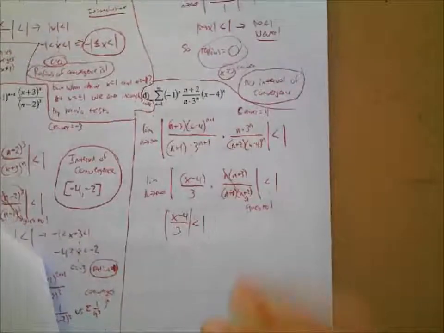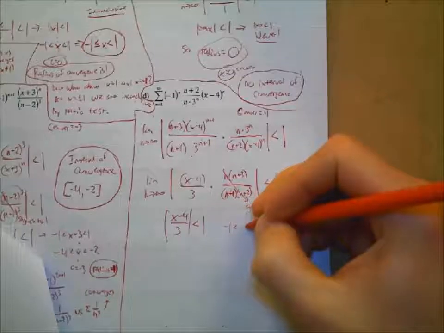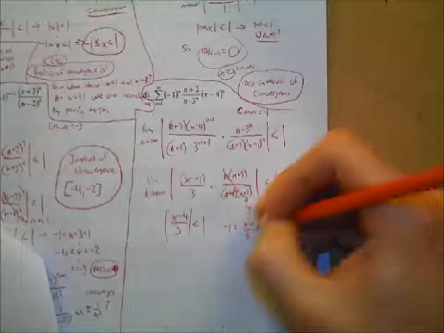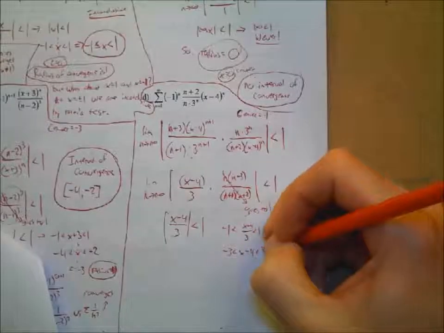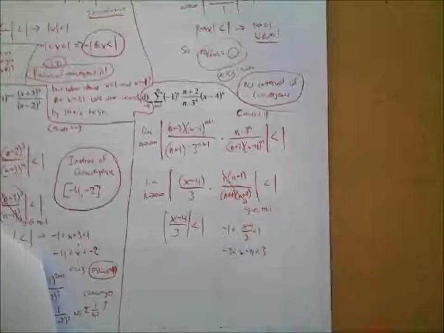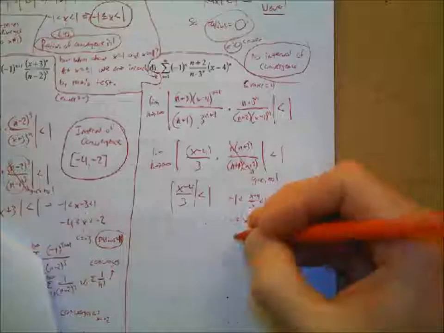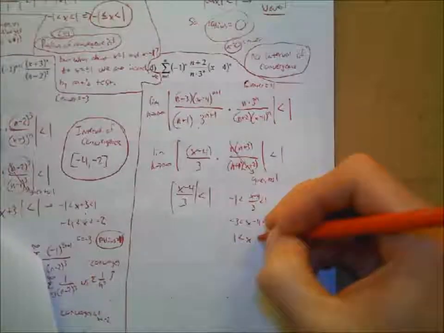Which then becomes negative 1 less than x minus 4 over 3 less than 1. And so we get negative 3 less than x minus 4 less than 3. Again, multiplying both sides by 3 there. And then adding 4 to both sides. 1 less than x less than 7.